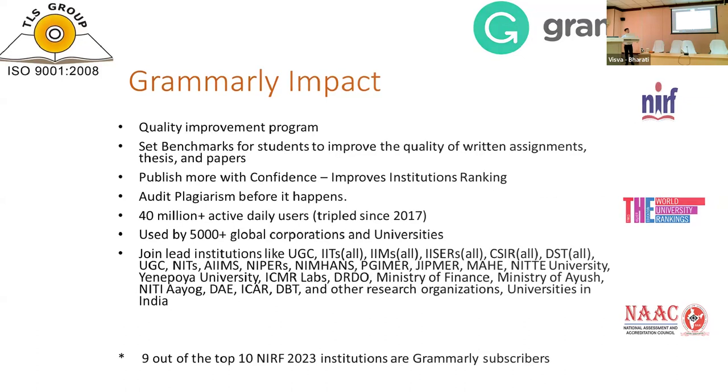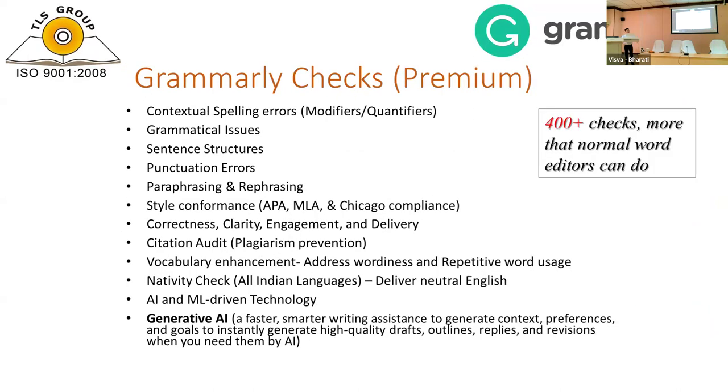Now, as you are aware, Vishwa Bharati is a Grammarly subscriber. So when you utilize Grammarly, what are the features that you get? There are new features, but I'll mention a few of them. On the education license that your institution is currently subscribing to, you get checks for contextual spelling errors, grammar checks, sentence structure checks, and punctuation checks. The sentence structure check basically detects if you write a sentence that is too long, unclear, or hard to read for your readers.